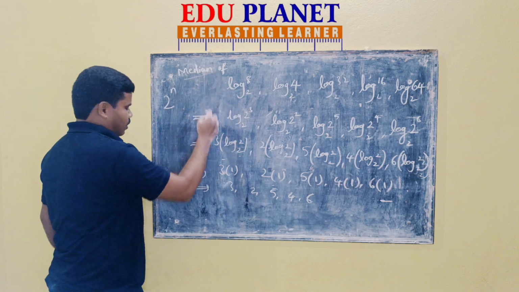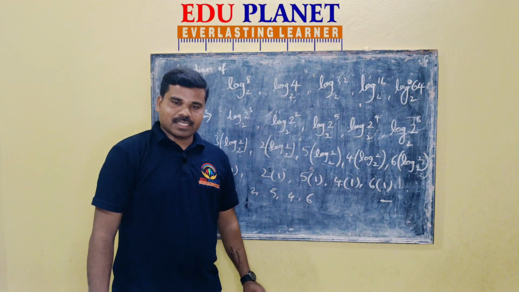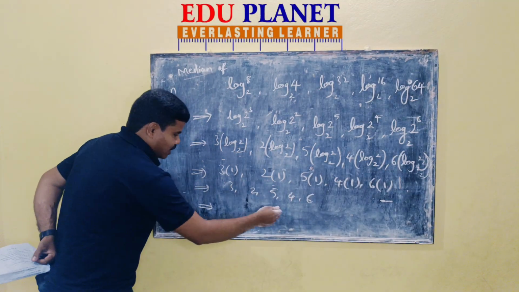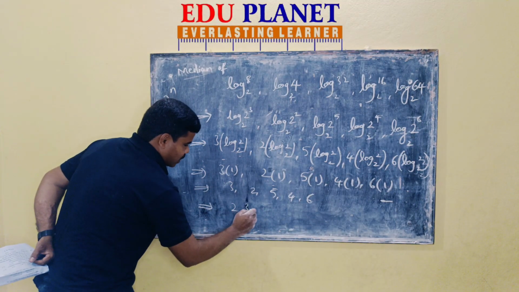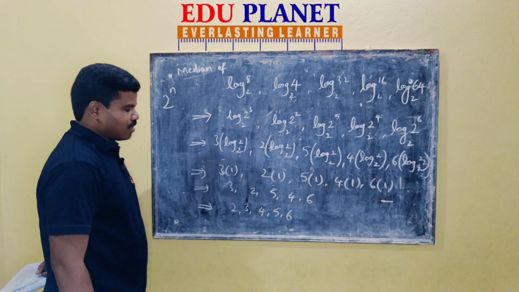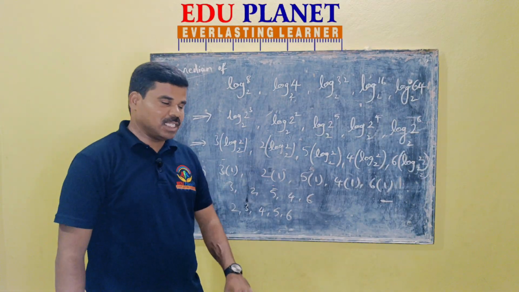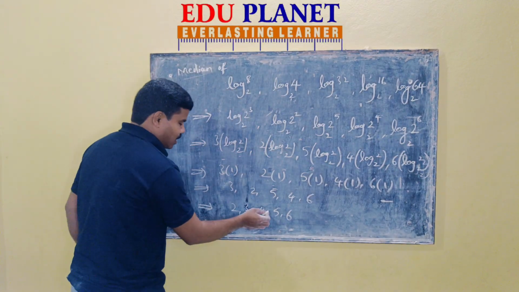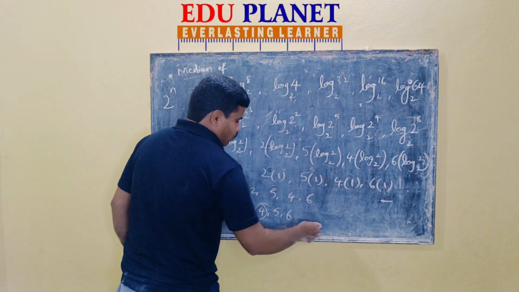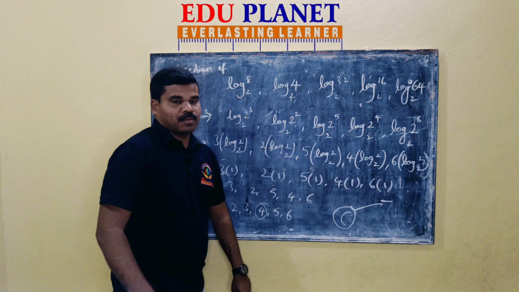Now we need to find the median of them. To find the median, first of all, data should be in ascending order. By arranging them in ascending order, first 2 will come, next 3, next 4, next 5, next 6. What is the median of this data? This is ungrouped data. In ungrouped data, to find the median, the middle observation will be the correct answer. The middle one is what? 4. 4 is nothing but option C is our correct option.